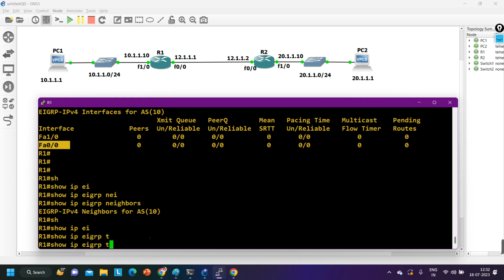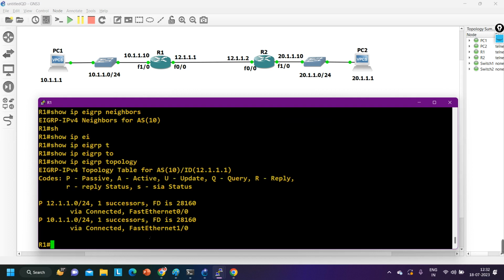So show ip eigrp topology. This is the topology table. Inside the topology table, router 1 has put two networks, 12.1.1.0 and 10.1.1.0. Are you able to see the 20 network here? No. So router 1 has built its topology table, and inside it they have put both networks which you have advertised in EIGRP.